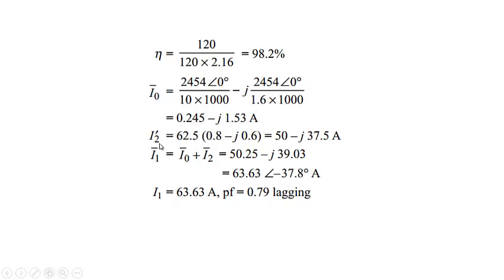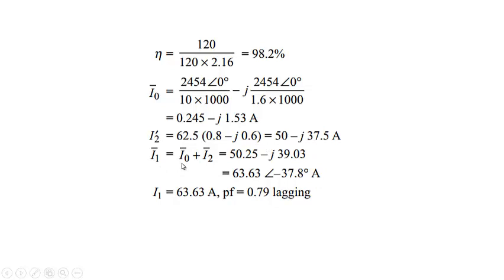So I2 dash will be equal to 62.5 at an angle of minus 36.86 degrees, that's the cos inverse of 0.8, or you can say its real part is 0.8 and imaginary part is minus 0.6. So when you multiply it by the 62.5 on the high voltage side, this will be I2 dash.